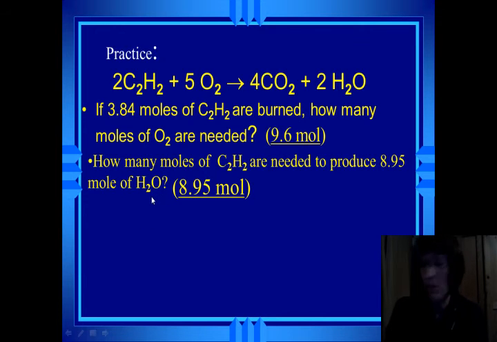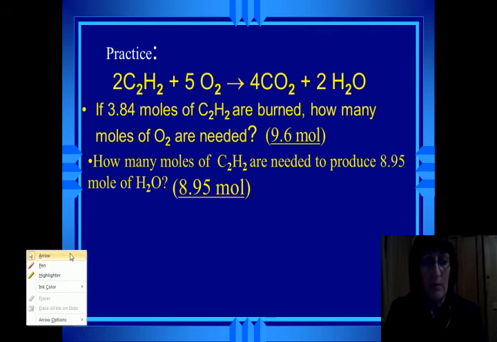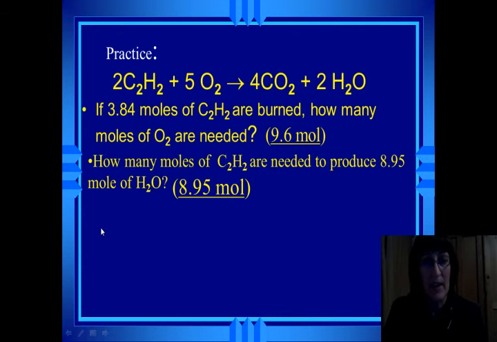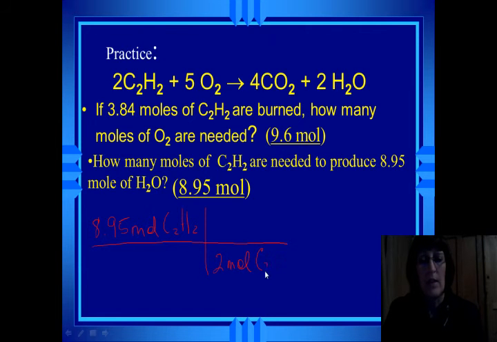If that doesn't make sense to you, then all you have to do is do the math. Write down what they gave us. They gave us 8.95 moles of C2H2. We use the conversion factor. We've got 2 moles of C2H2. This is straight from the balanced chemical equation, for every 2 moles of water. Look what happens. Our moles of C2H2 cancel out, so all we have left are moles of water. 2 cancels out, 2 cancels out, so all we have left here is 8.95. 8.95 what? 8.95 moles of water.